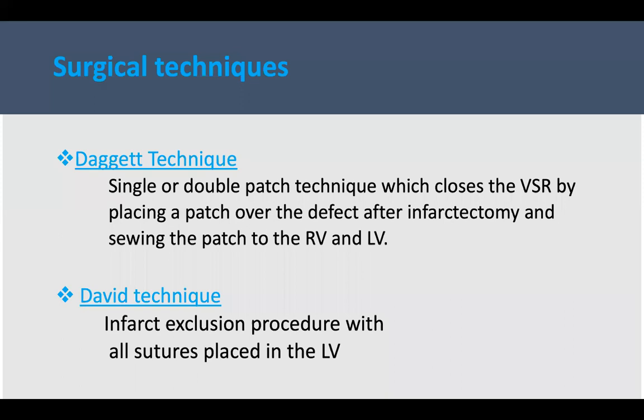So, surgical techniques: there are many, and everybody modifies them. There is no consensus on what surgical technique you should apply. But overall, these are the common techniques, the Daggett technique and the David technique. Daggett uses a single or double patch technique, which closes the VSR by placing a patch over the defect after an infarctectomy, sewing the patch to the RV and the LV. Here he enlarges the VSD and then fixes it.